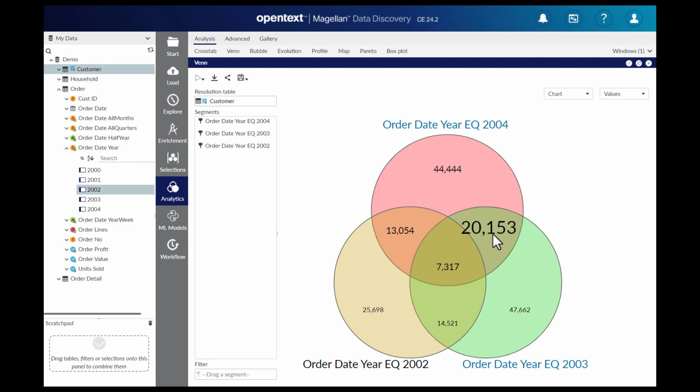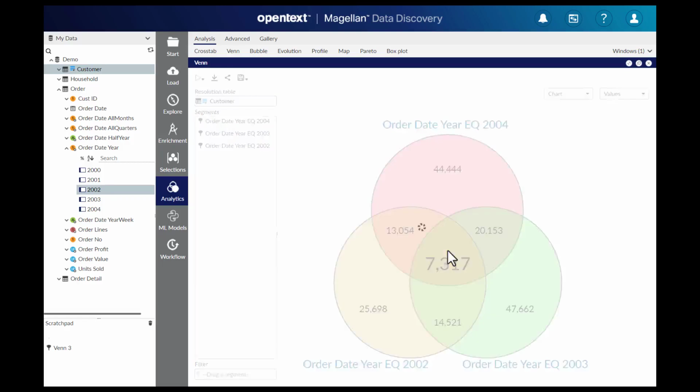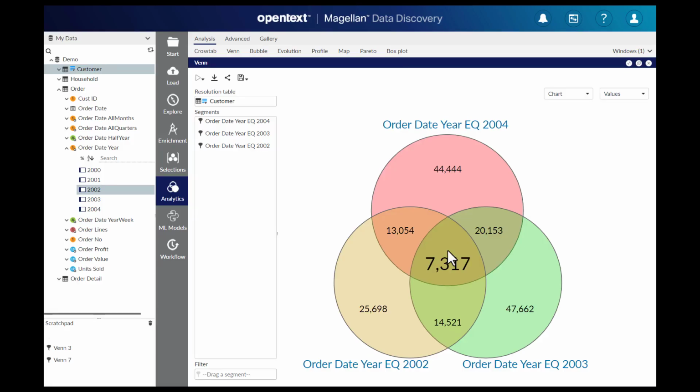Also, 20,153 customers made purchases in 2004 and 2003, but not in 2002. We can consider them loyal customers. We'll select the 2 intersections to create 2 new segments in the Scratchpad, one for each group of customers.